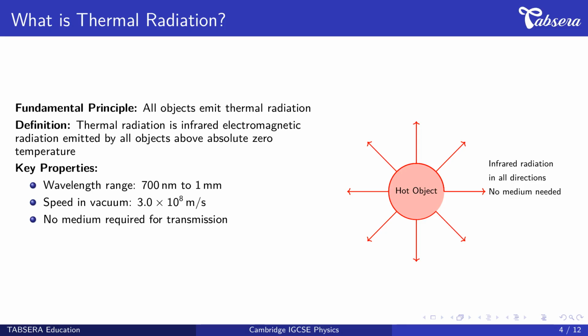The key properties include wavelength range from 700 nanometers to 1 millimeter, speed in vacuum of 3.0 times 10 to the power 8 meters per second, and no medium required for transmission. The diagram illustrates a hot object emitting infrared radiation in all directions. Notice how the waves travel outward without needing air or any material medium. This principle is fundamental because it explains heat transfer through space, including solar energy reaching Earth.